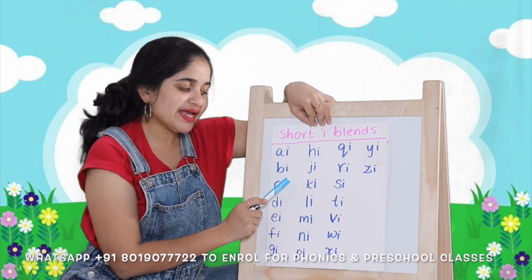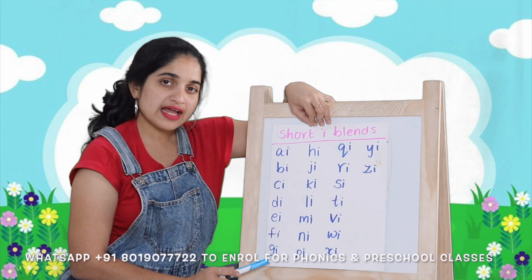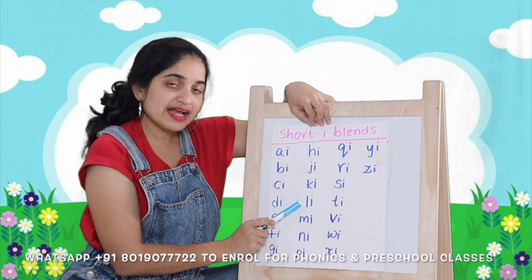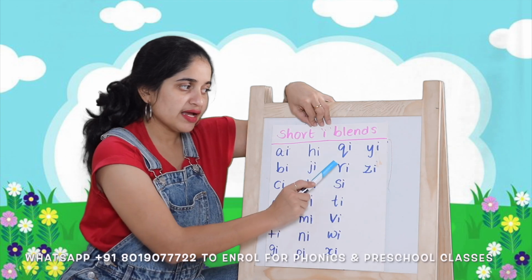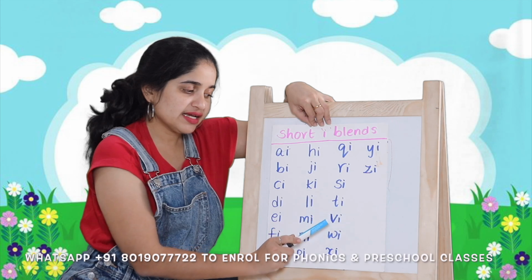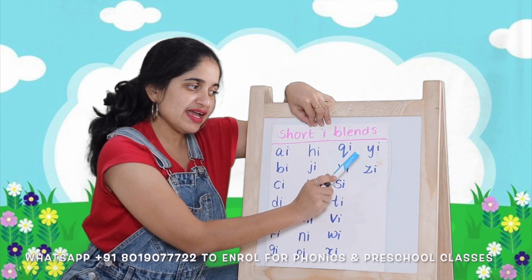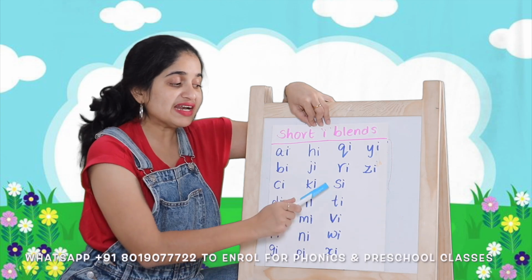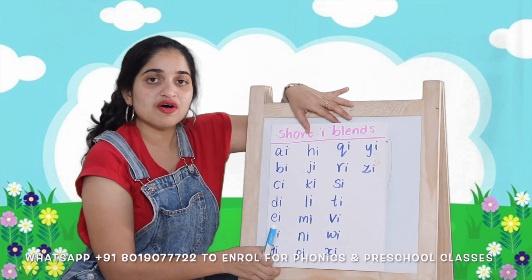As in B, C, D, E, F, G, H, J, K, L, M, N, P, Q, R, S, T, V, W, X, Y, Z. Alright children, after you are thorough with the blending sounds of the consonant vowels, next we get into the 3-letter words of letter I.